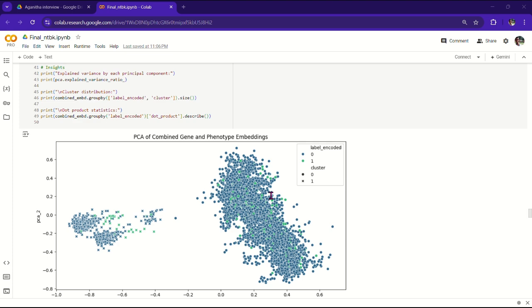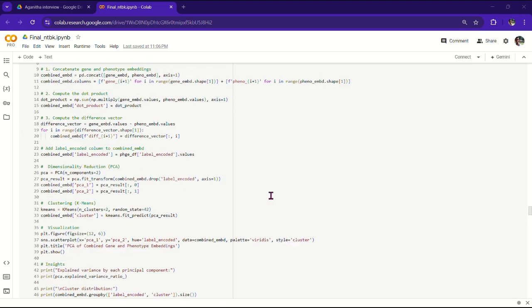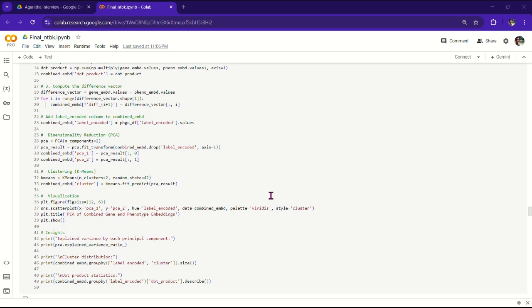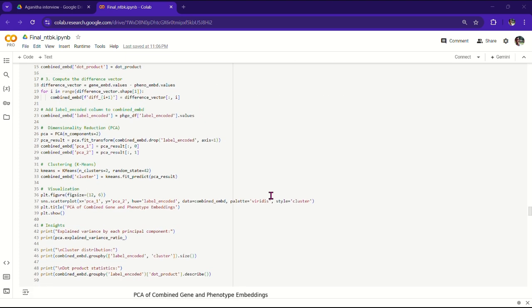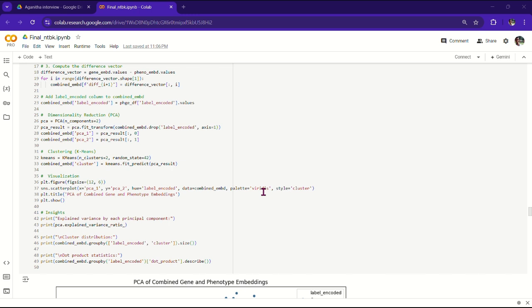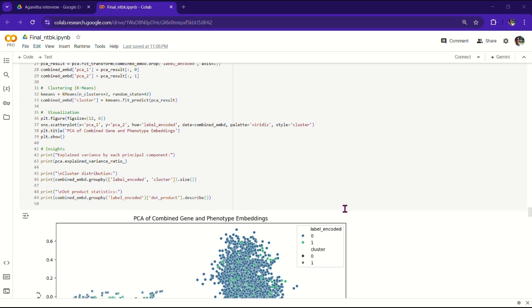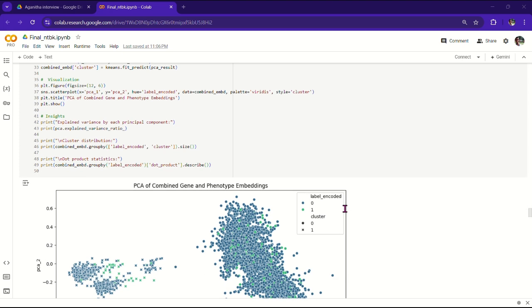In this code, I have used these three: concatenation, dot product, and difference of the vectors, and then added the label column. Then I performed a dimensionality reduction technique, and after reducing the dimension, I performed k-means clustering to cluster the genes, like whether they are active or inactive, and on the basis of their embedding they are forming clusters. Then we visualize the genes. And after this, we saw many other insights, like the variance ratio, the combined cluster distribution, and dot product statistics also.